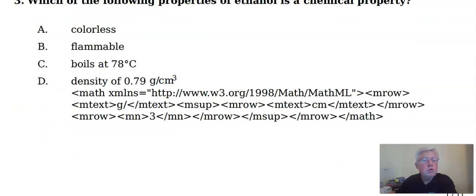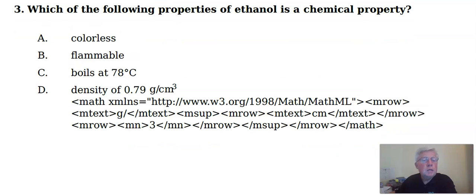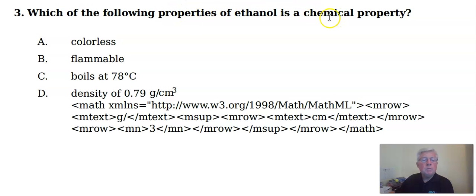Let's go on now. Which of the following properties of ethanol is a chemical property? Now, maybe you don't know anything about ethanol at all, and that's okay. So which of the following properties of gasoline, of milk, of whatever liquid you can think of, or even something that's not a liquid? It doesn't really matter what ethanol is. What matters is the properties and chemical.